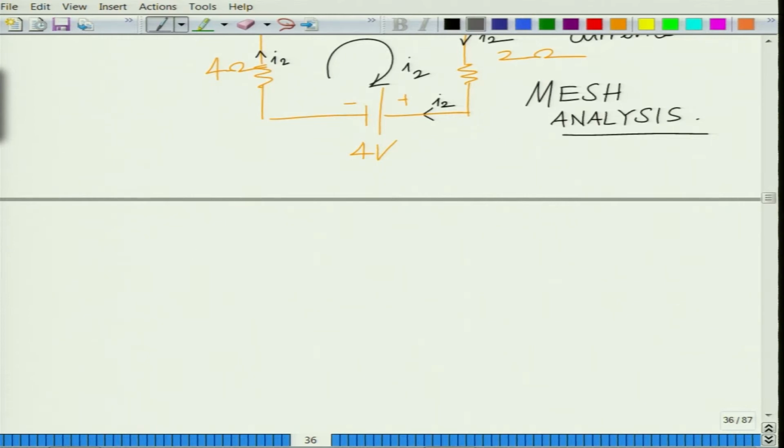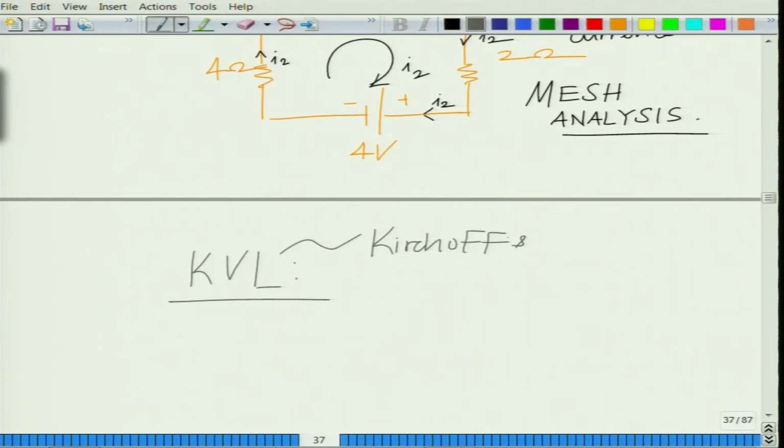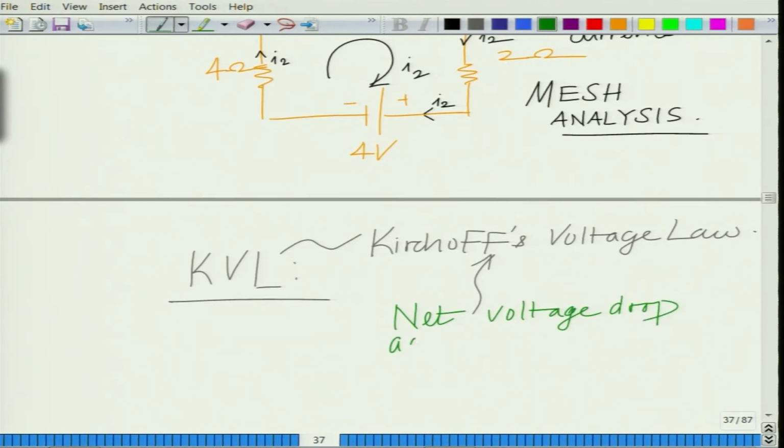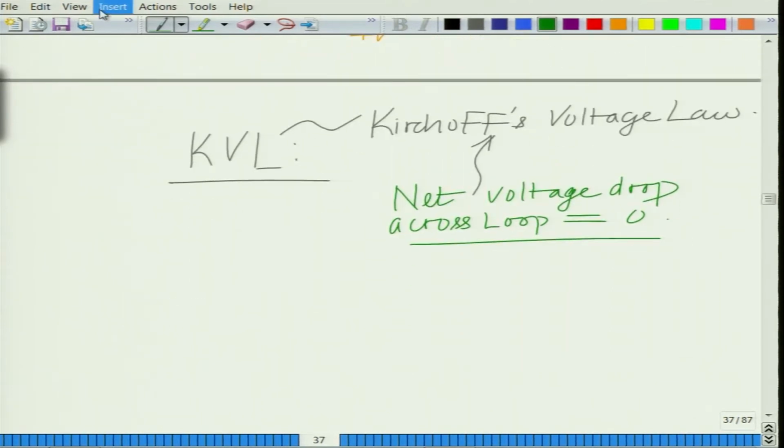Now, the other principle that we are going to use is KVL. I think most people in electrical engineering, even basic engineering, because this is taught as a core course, most of the students in engineering and also science should be able to appreciate this KVL, Kirchhoff's voltage law, which basically states that the net voltage drop across a loop is 0.